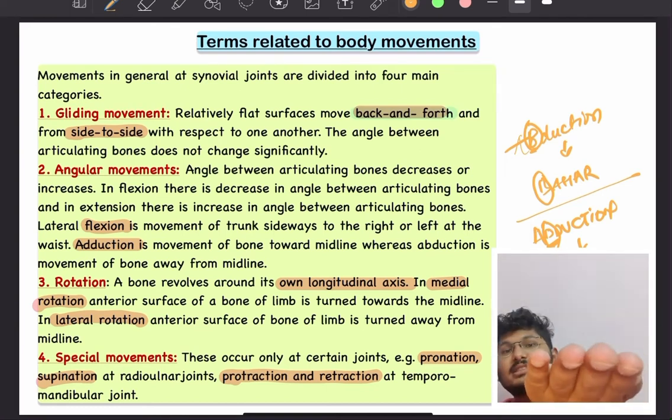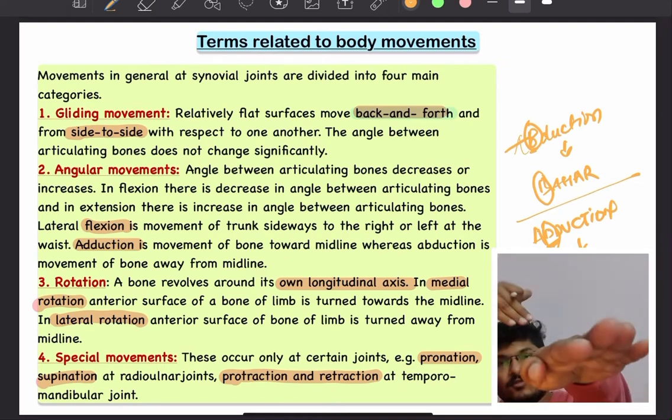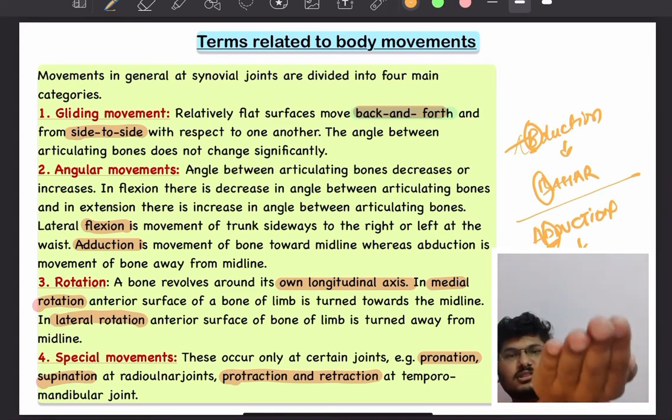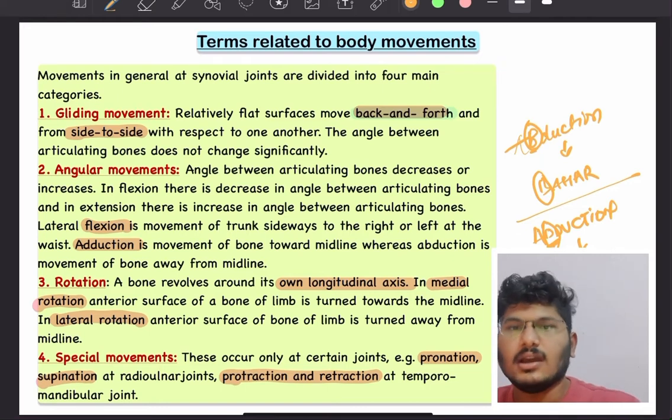The movement where my palm and the anterior surface of my forearm face upwards is supination. The movement in which I make my palm and the anterior surface of the forearm face downwards is called pronation. So this is supination, this is pronation. These 2 movements are special movements occurring exclusively at the radio-ulnar joint, where we have supinator and pronator muscles which aid these movements.